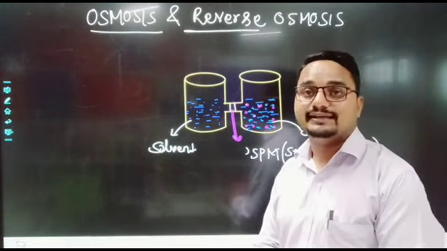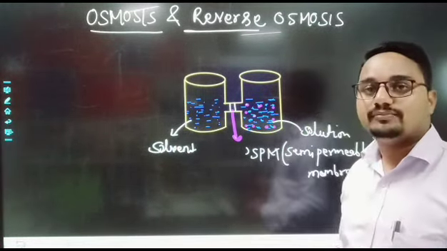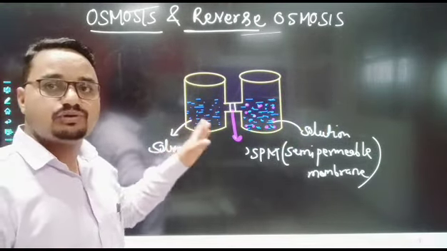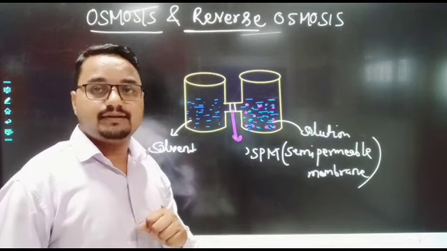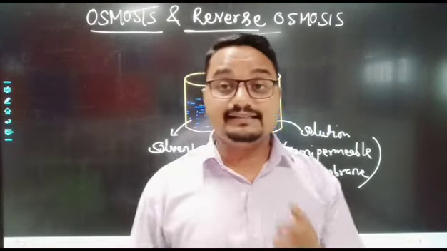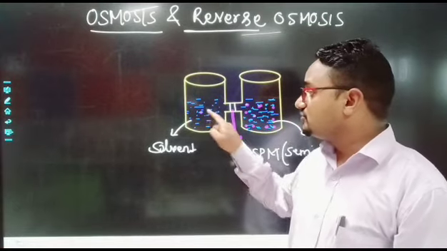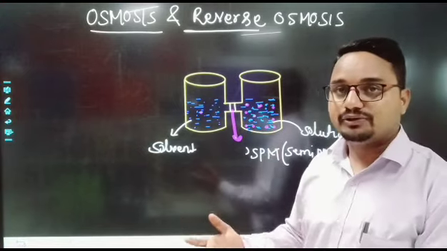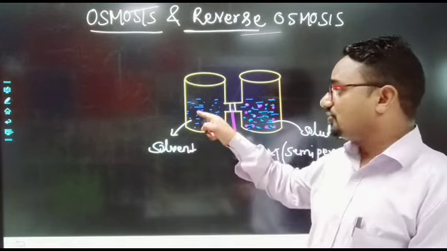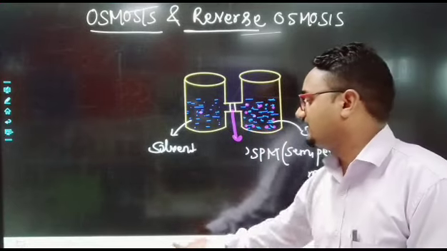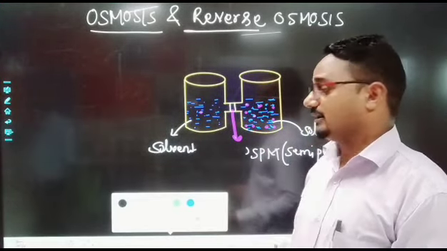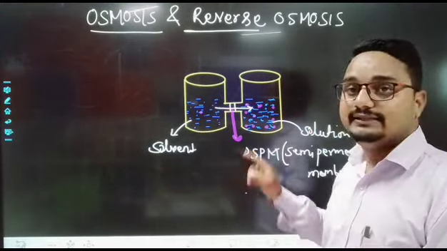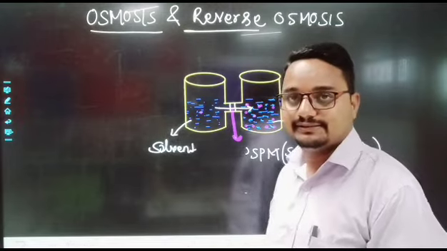Now the most important thing is why the solvent particles move from the solvent to the solution side. The solvent particles move from solvent to solution side because the vapor pressure of the solvent is greater than that of the solution. The pressure of the solvent is higher than that of the solution. So due to the high pressure, the solvent moves from the solvent to the solution side. Clear?